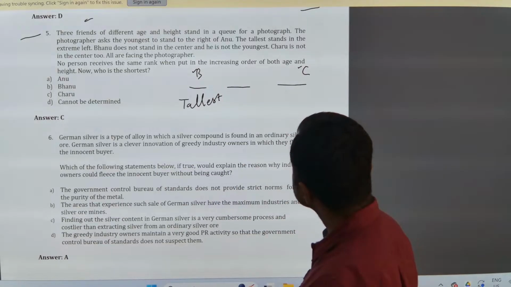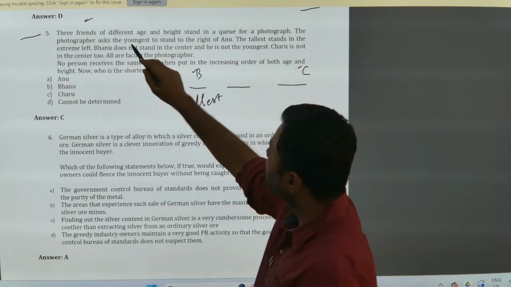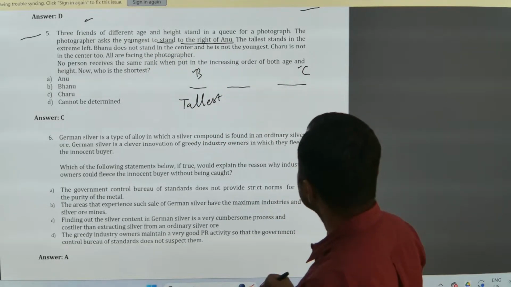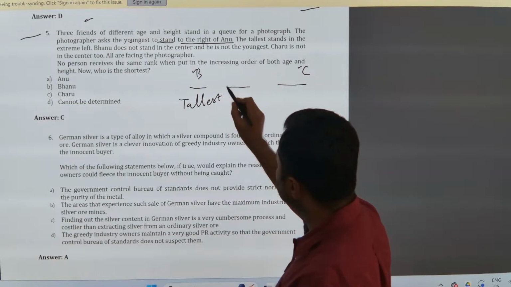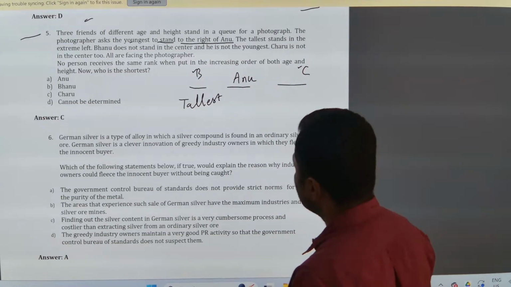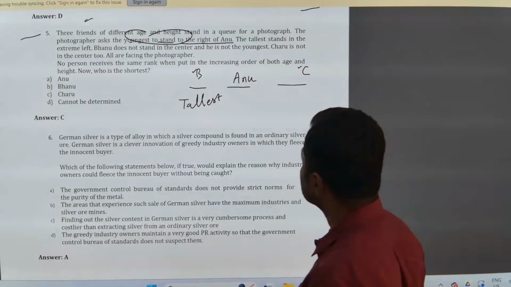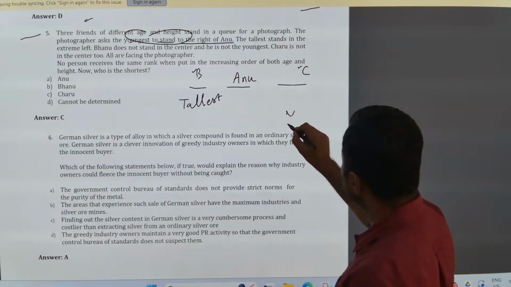Now, the photographer asks the youngest to stand to the right of Anu. So who can be the youngest? If Bhanu and Charu are not in the center, that means Anu has to be in the center, and the youngest person is on the right of Anu. So right of Anu is here. So here we have the youngest person.